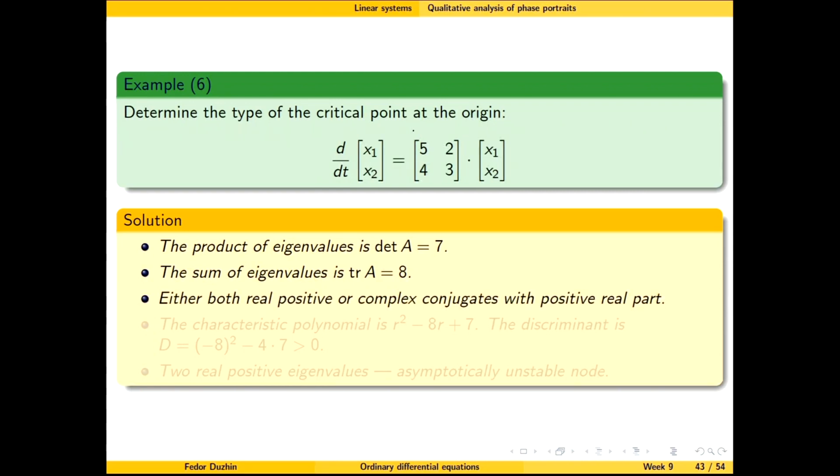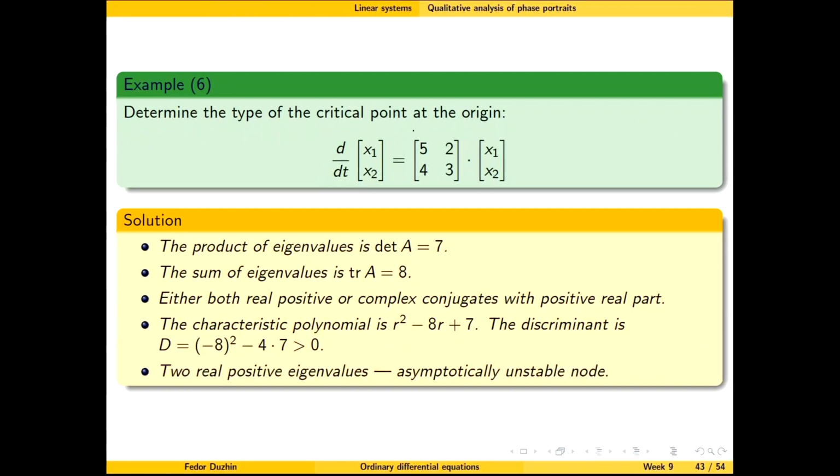In order to do that, we can write the whole characteristic polynomial, because the trace and determinant are just the coefficients of the characteristic polynomial. The characteristic polynomial in this case is r squared minus the trace of A times r plus the determinant. Then we find the discriminant of the characteristic polynomial, and the answer is positive. So since the discriminant is positive, we have two real eigenvalues, and hence both of them are positive. So this is an asymptotically unstable node, or a nodal source.